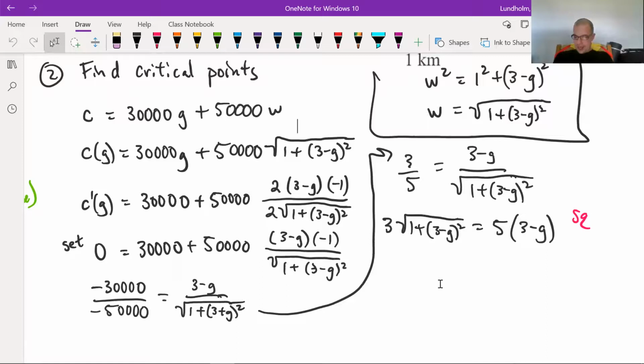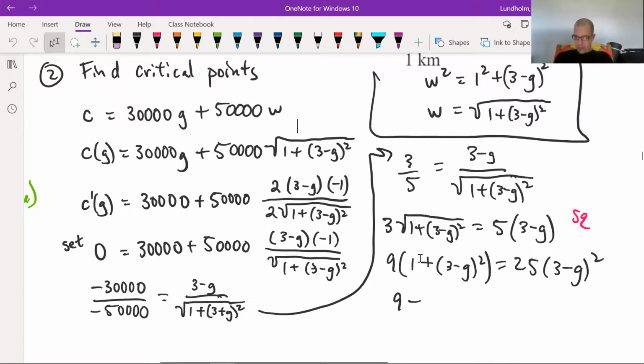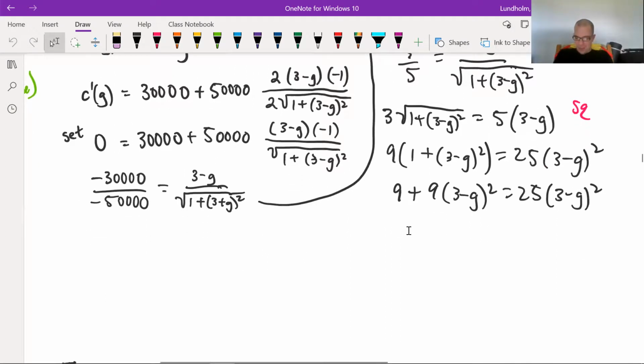And get 9 times (1 plus (3 minus g) squared) equals 25 times (3 minus g) squared. So that here we would have 9 plus 9 times (3 minus g) squared equals 25 times (3 minus g) squared. Oh, we are running out of room still. All right, scrolling down gives us more room.